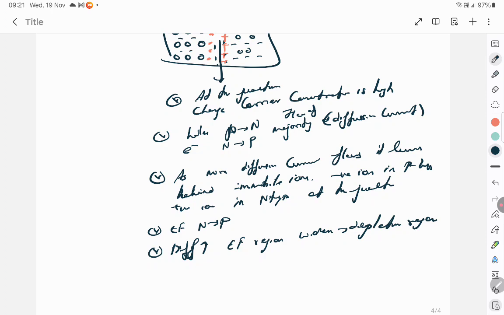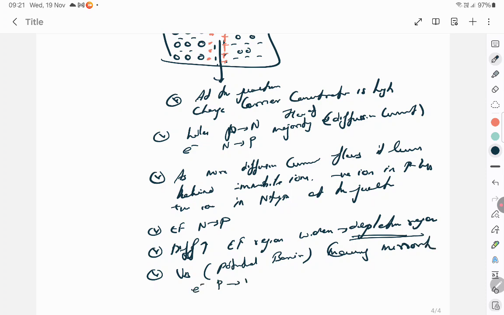The electric field emanates from positive charges and terminates in negative charges. This depletion region widens and creates a potential barrier VB, which reduces the diffusion current and increases the flow of minority carriers. This field causes minority carriers to flow: electrons from the P type move to the N type, and holes from the N type move to the P type. This is called drift current.